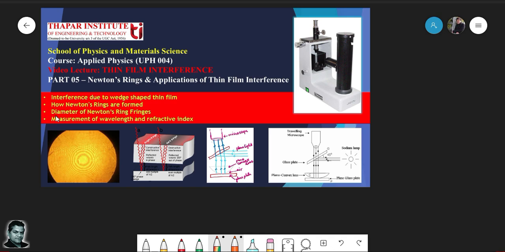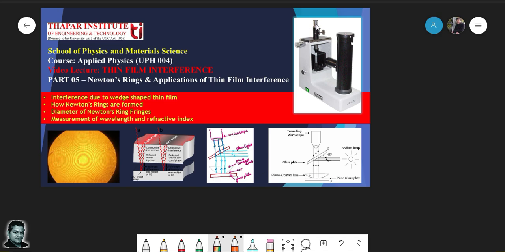Then we'll try to derive an expression for the diameter of the Newton's rings. Then we'll check how the Newton's rings can be used for measurement of wavelength of monochromatic lights and the refractive index of liquid mediums. So here is an example of such Newton's rings, and here is a schematic diagram of the phenomenon of Newton's rings, where you have a monochromatic light source, and then this is the actual setup for the Newton's rings, this is a glass plate, and this is a traveling microscope.